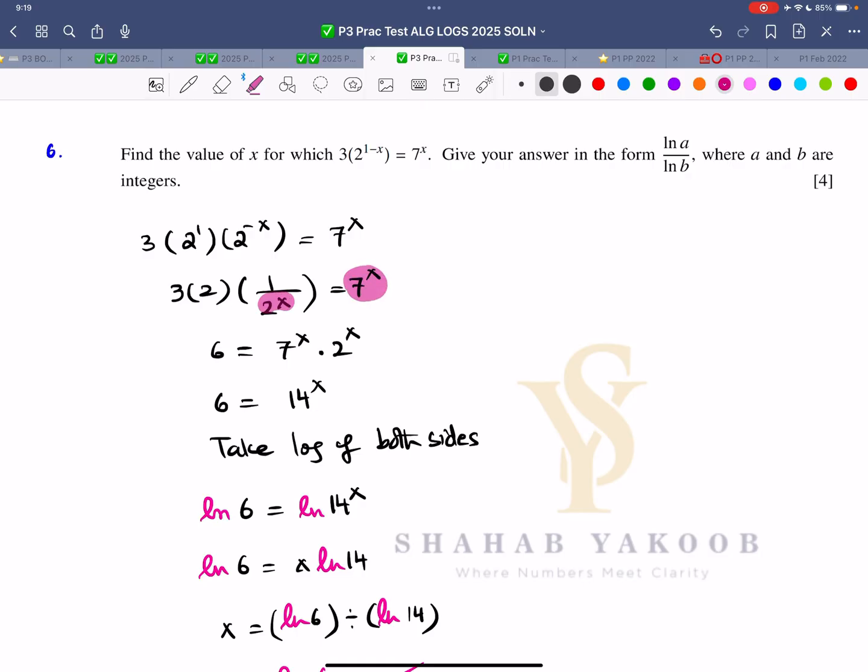That is 7 power x, 2 power x, and then the constant on the left. So now we have this thing: 14 power x is equal to this.